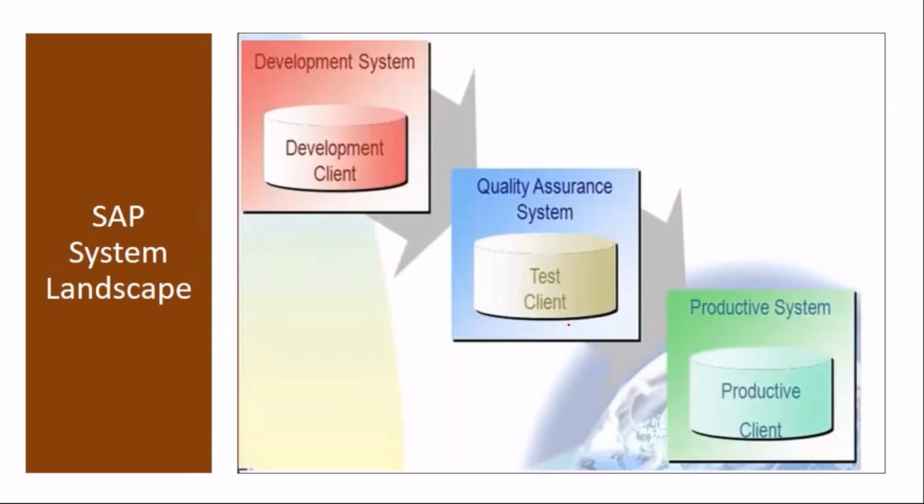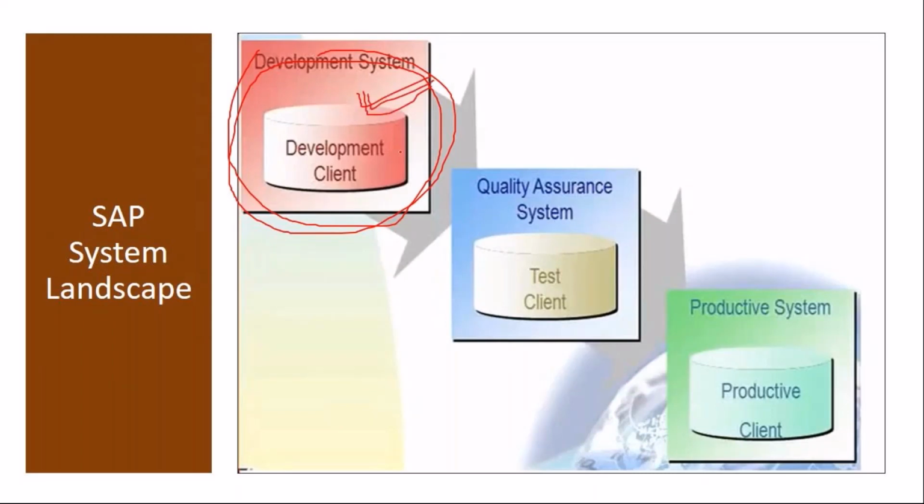And whenever SAP is implemented, there will be three types of systems, which is called the landscape. Whenever SAP is implemented, first you do all the configuration and design in the development system. Okay, this is the landscape.